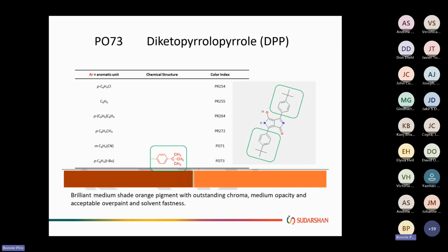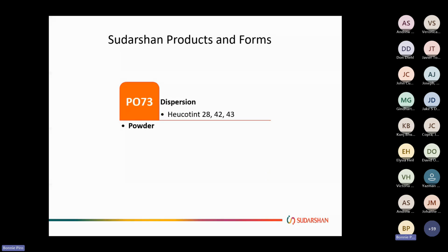And then lastly, in the family of DPP chemistry is the Orange 73. Again, same backbone structure, different substitution, resulting in a more medium shade orange pigment. Again, this one has outstanding chroma, but more of a medium opacity, and shows up in some areas. From a product perspective, this one shows up in liquid form in the portfolio of Quickiton.